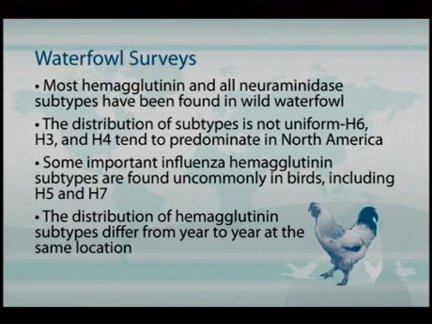Now, we also do see big differences year to year in the distribution of hemagglutinin subtypes. So one year we may have a predominance of H6, where the next year at the same site, sampling the same birds, we may see a predominance of H3 isolates, for example, from year to year. And so actually, it's obviously a very complicated ecology for avian influenza and something that we're still trying to understand.